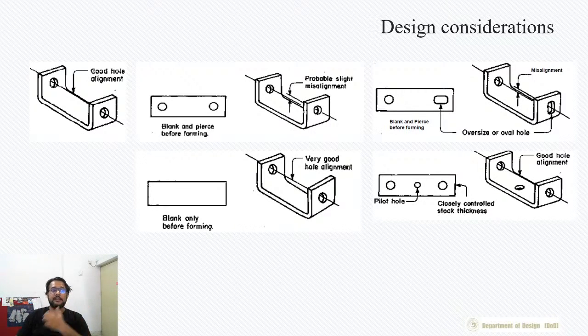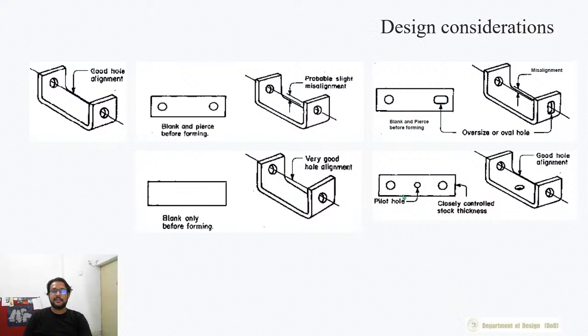So if you want to get some kind of accurate results, you should give some leeway for errors to happen. Okay, so this is one very interesting way. What you could do is make a proper hole in one piece, and make the hole in the other part in the form of a slot, in the direction in which you think most likely the misalignment will happen. Okay.